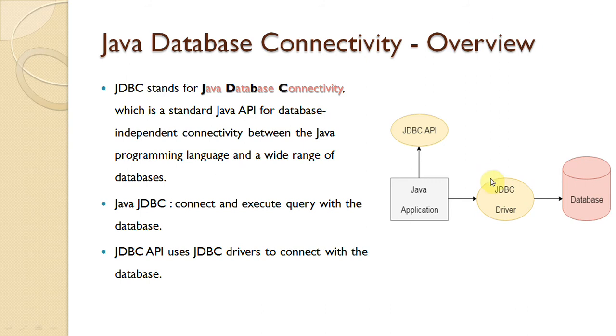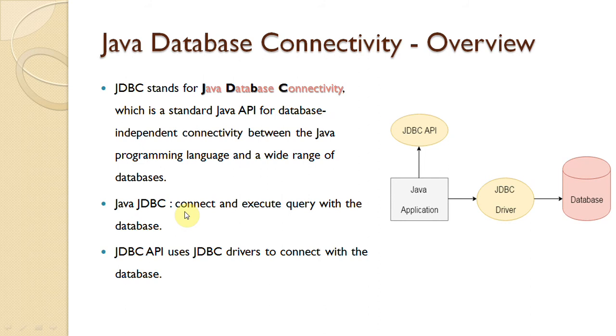So we can see we have a Java application program here, and if we want to access some of the data from the database using this Java application program, we need a connectivity between our program and database. That connectivity is called Java database connectivity, which is a standard Java API for database independent connectivity between the Java programming language and a wide range of databases like MySQL, SQL, Oracle, etc.